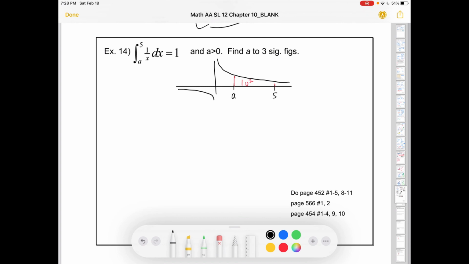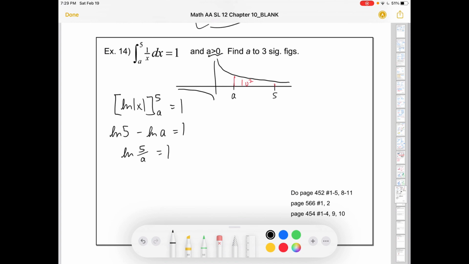Again, we're just going to take the antiderivative, which would be ln absolute value of x, from a to 5, and that's equal to 1. In other words, ln 5 minus ln absolute value of a, now we don't really need those absolute value terms because a is greater than 0, equals 1. You can solve this equation any way that you like, but I think it would be really nice to try and keep it exact. So from log laws, we'd have ln of 5 over a equals 1.